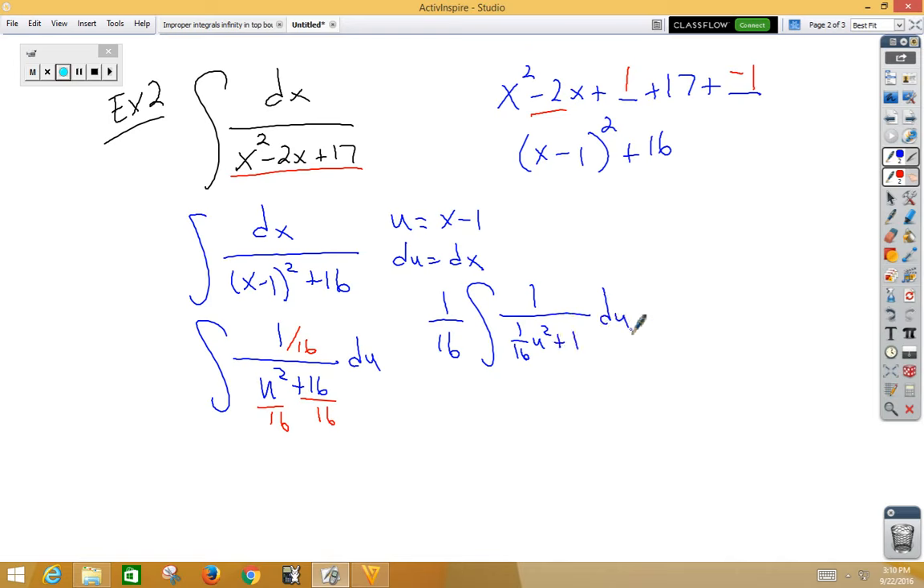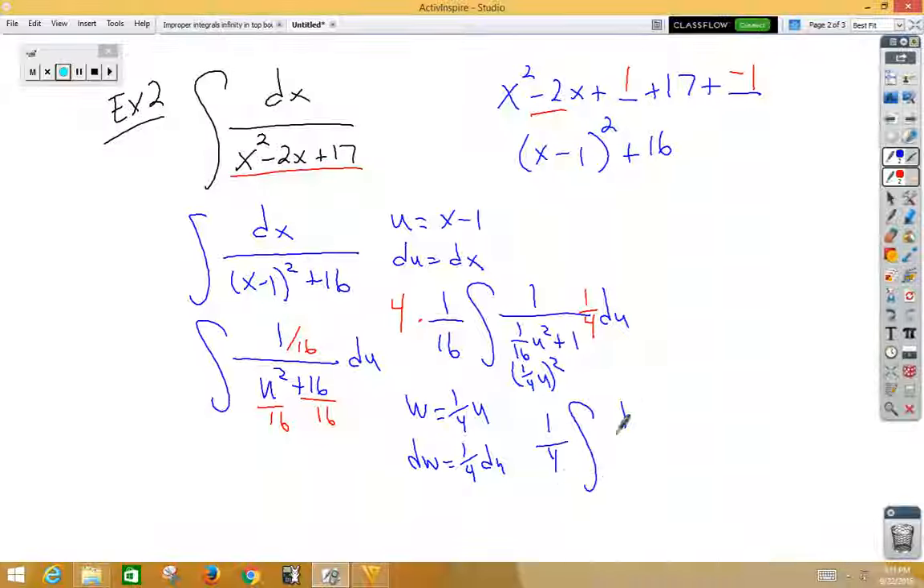Once again, we've already used u, so this time we're going to use w. We're looking for the inside function, which is 1/4 u. So if w is 1/4 u, dw is 1/4 du. So if I want to put a 1/4 here, I need to multiply out front by 4. I now have 1/4 integral of 1 over w squared plus 1 dw.